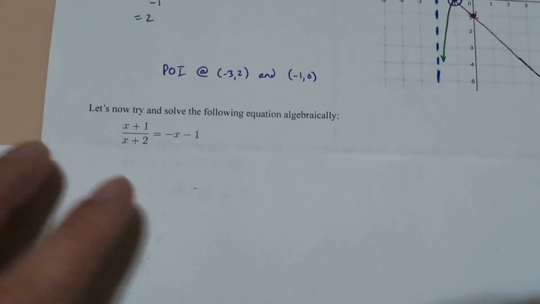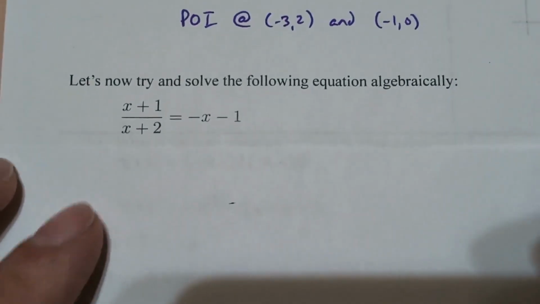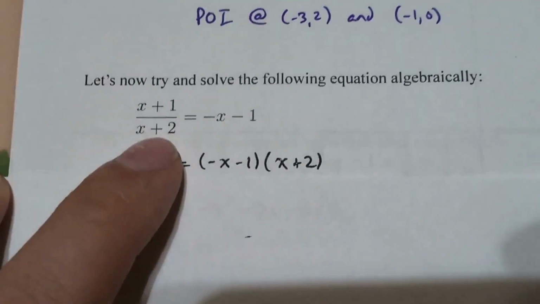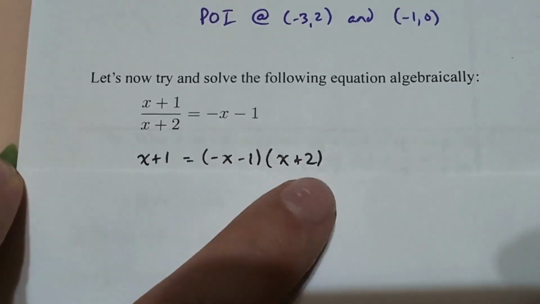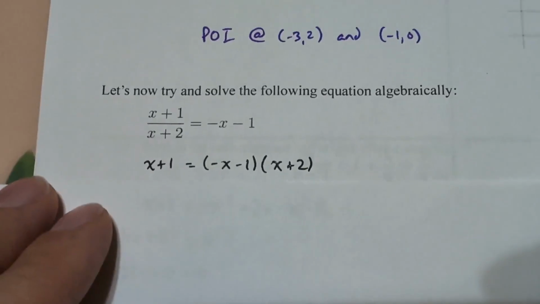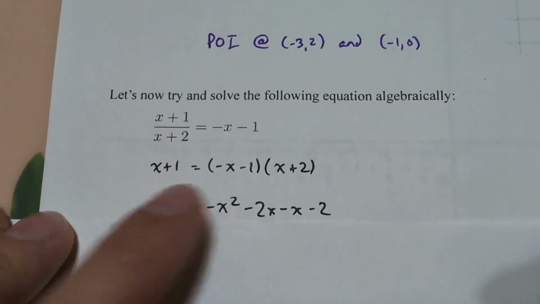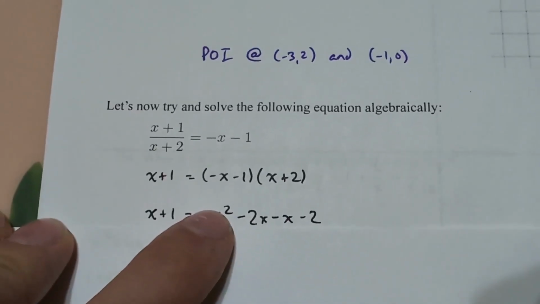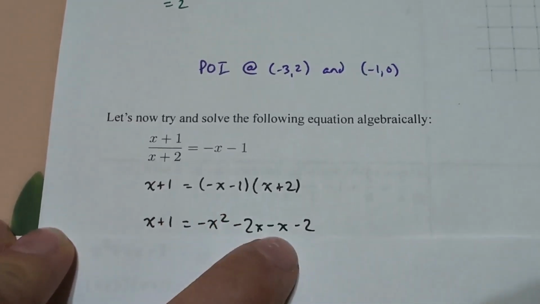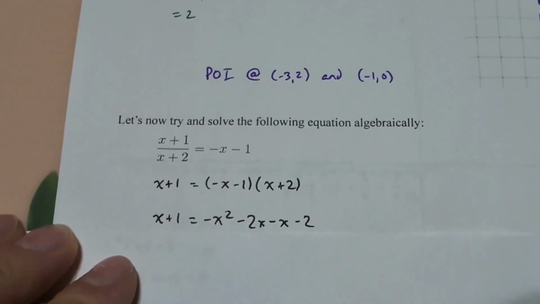Now when we try to solve this equation, as with equations like this previously, we can multiply out our denominator. So here it's going to cancel out. We're going to multiply by x plus 2 on the right side, and we can expand those brackets out. So -x times x, we get -x squared, -x times 2, -2x, -1 times x, we get -x, -1 times 2, you get -2.